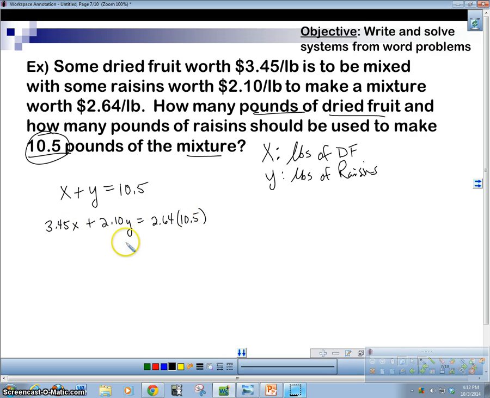When you do your work, it should come out to be, it's not 420, sorry. It's 4.2 pounds of dried fruit, so that's your X value, and 6.3 pounds of raisins.